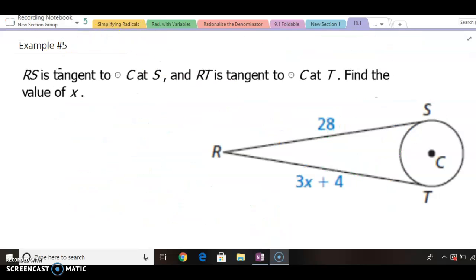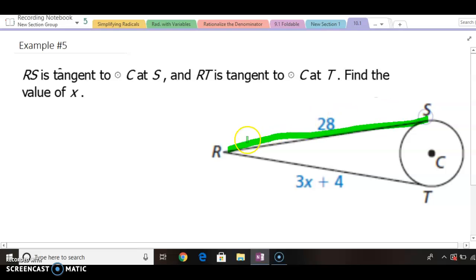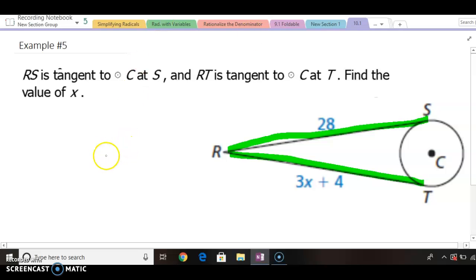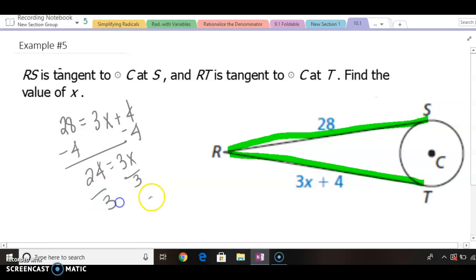All right, last example here. RS is tangent to circle C. So RS is a tangent and RT is a tangent. As we know by that second theorem we did right here, if both of these are tangent, then they're congruent. Because they are congruent, they have to be equal in length. So I can say 28 has to equal 3x plus 4. Now it's simple algebra, minus 4: 24 equals 3x, divided by 3. 8 equals x, and that would be our final answer.